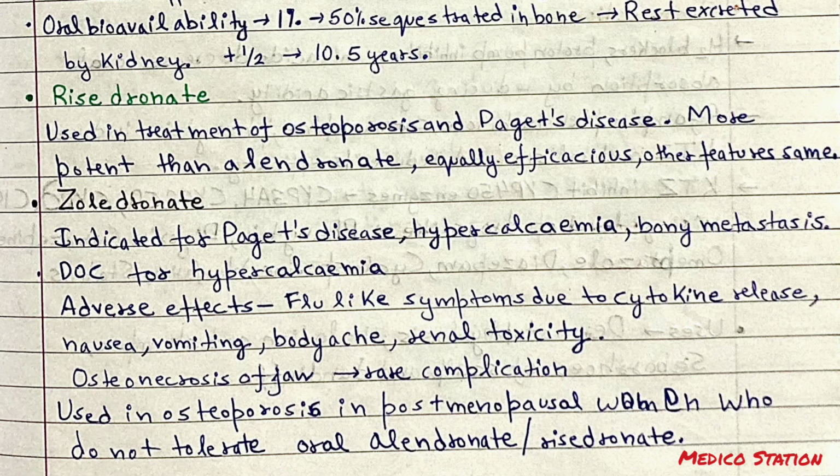Zoledronate is indicated for Paget's disease, hypercalcemia, and bony metastasis. Drug of choice for hypercalcemia. Adverse effects: flu-like symptoms due to cytokine release, nausea, vomiting, body ache, renal toxicity. Osteonecrosis of the jaw, but it's rare. Used in osteoporosis in post-menopausal women who do not tolerate oral alendronate or risedronate.